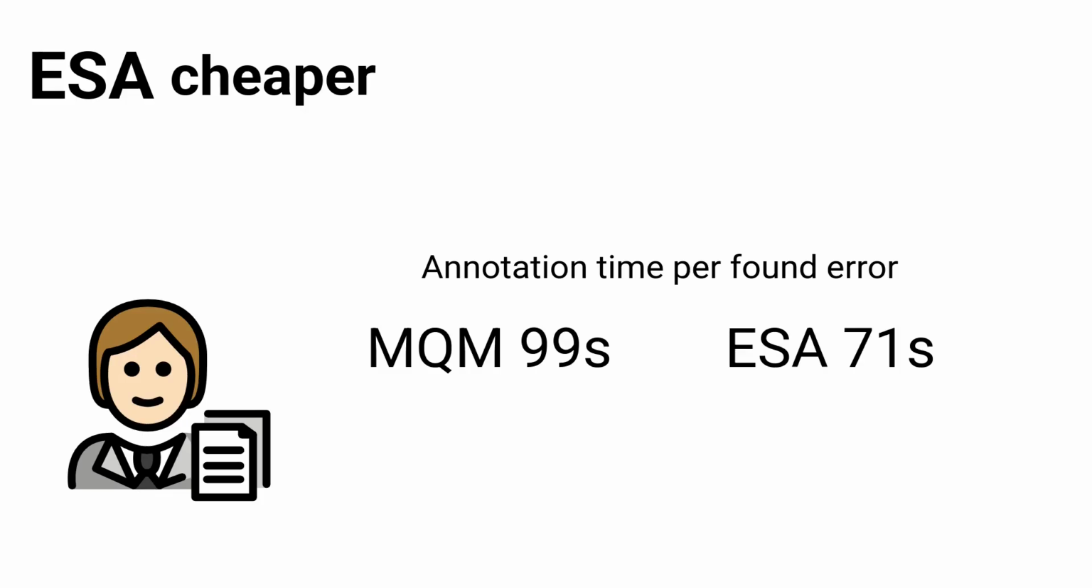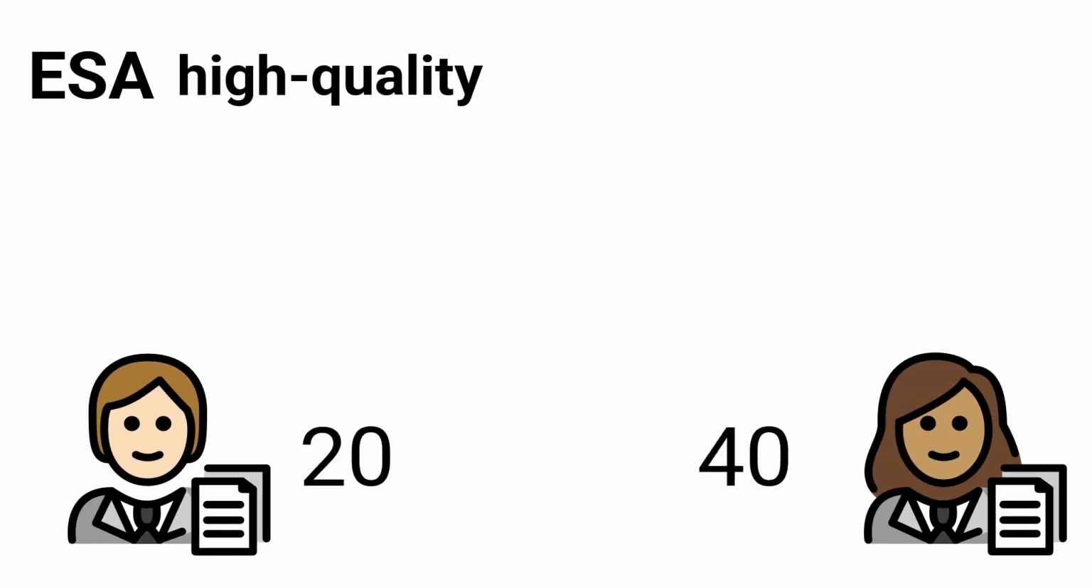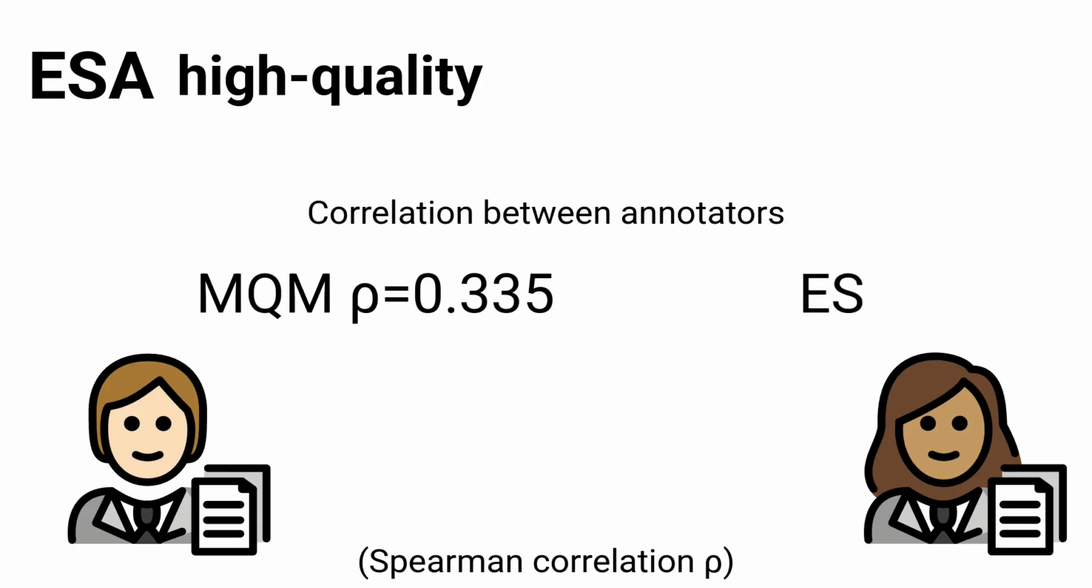In addition, we don't need to pay for super professional annotators because we don't ask them to produce the error taxonomy anymore. Great, so it's cheaper, but does it produce high-quality annotations? Answering that is a bit more tricky. One way to look at it is to see if two independent annotators in the same protocol produce the same annotations. This is known as inter-annotator agreement, and we measure it with Spearman correlation. For MQM, this is 0.335, and for ESA, 0.376, so comparable in terms of stability.